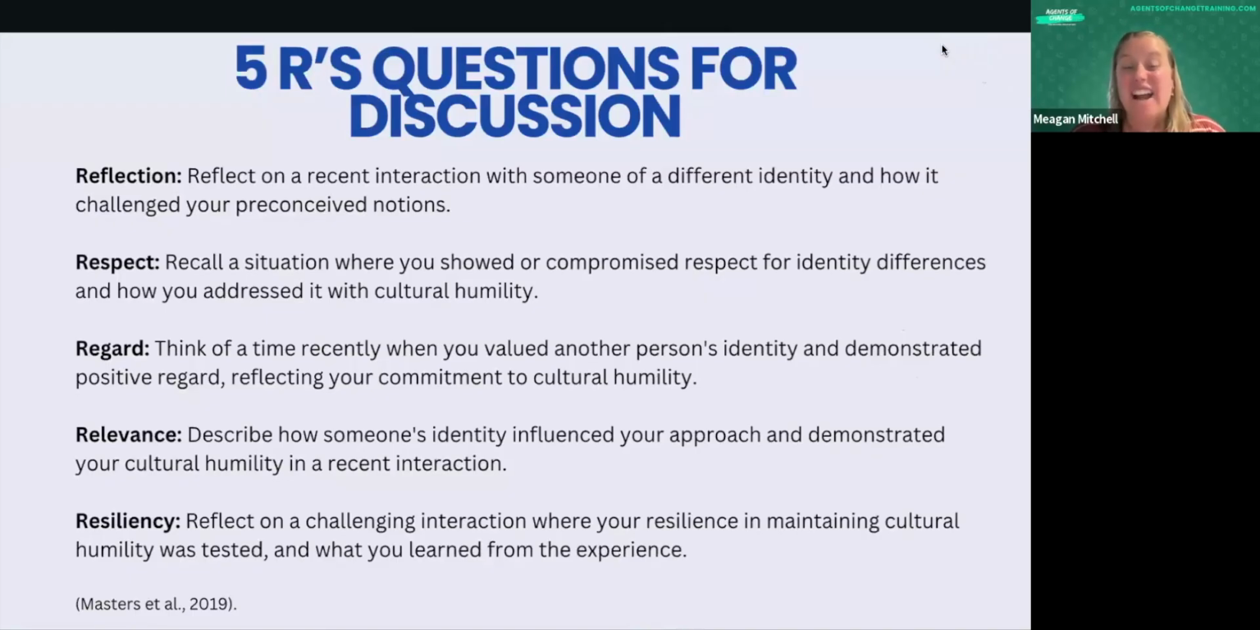Resiliency. Reflect on a challenging interaction where your resilience in maintaining cultural humility was tested and what you learned from this experience. So we just jotted down our ideas and we thought about it. And they're very similar, but it really was great because it gets you thinking. It's like, when have I done this? So these are also questions you might want to bring into your case conceptualization, your meetings with supervisors, conversations you're having, right? And always approaching from a place of positive regard.